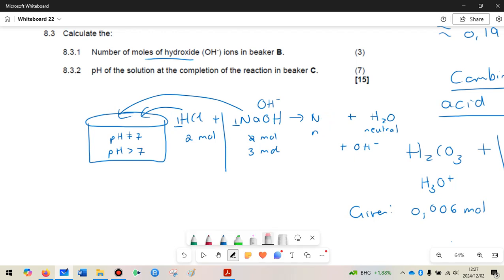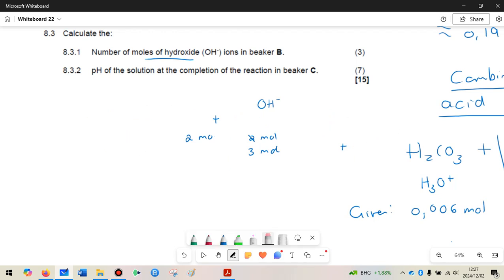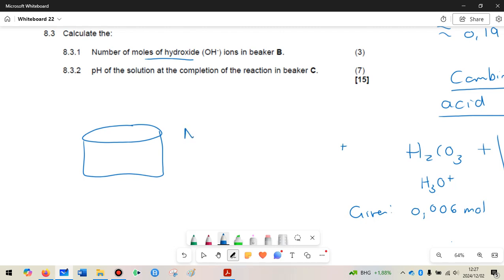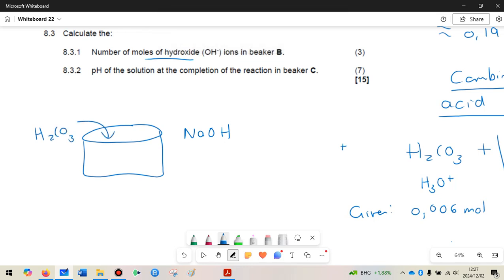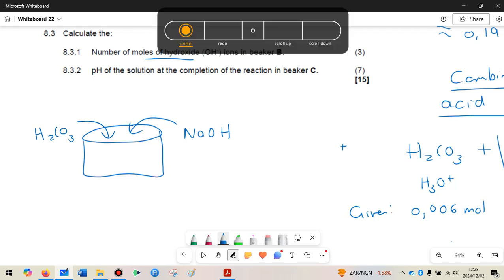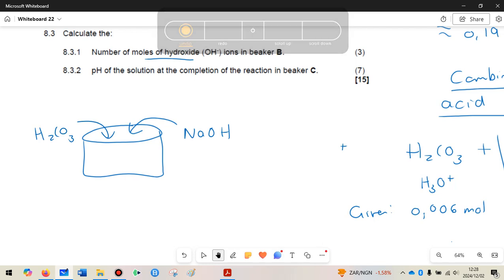Okay, so this one is maybe a little more straightforward in the sense that they've given us a strong base and a weak acid, and they've asked us to work out the pH when these two have reacted with each other. Now, I'm going to assume that the base, there's going to be more hydroxides from the base because it's strong, okay, but that's not safe to assume, so let's do the calculations.